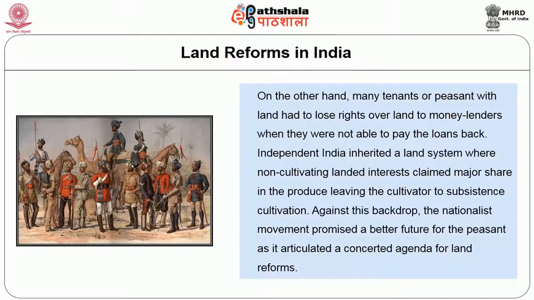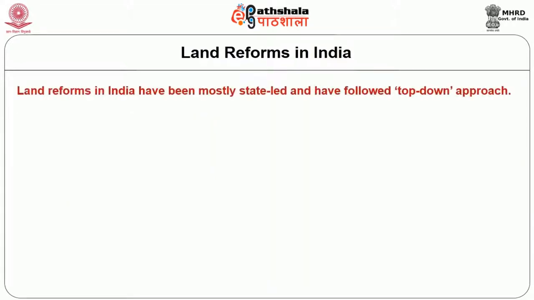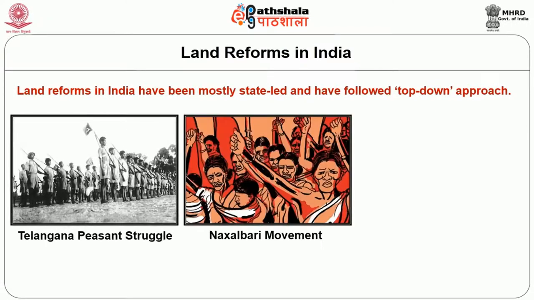Independent India inherited a land system where non-cultivating landed interests laid major claim in the produce, leaving the cultivator to subsistence cultivation. Against this background, the nationalist movement promised a better future for the peasant, and articulated a concerted agenda for land reform. Land reforms in India have been mostly state-led and have followed top-down approach. There were few peasant movements from below that resulted in the implementation of land reforms with some degree of success, like the Telangana peasant struggle of the 1940s and later Naxalbari movement had some general impact.